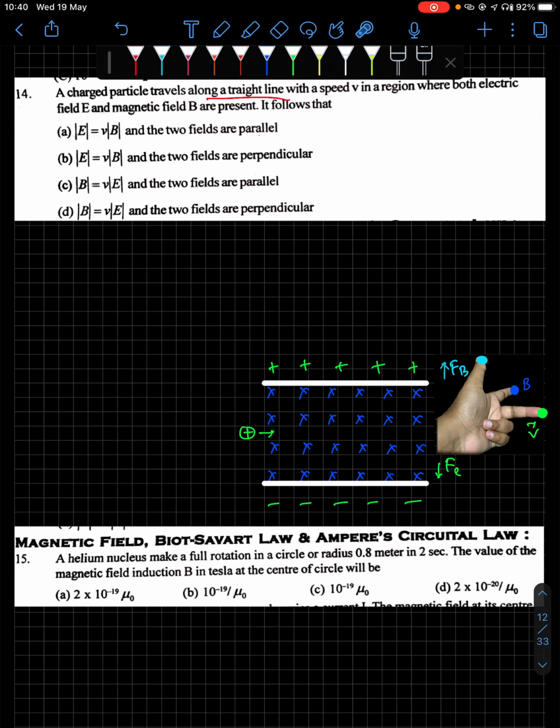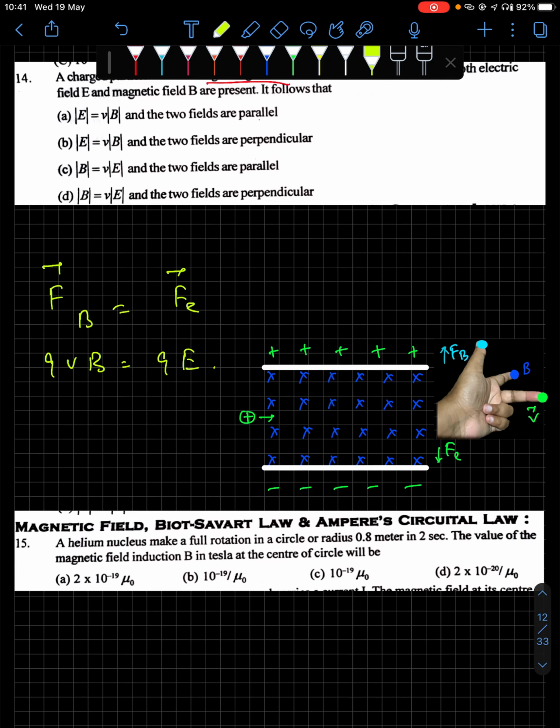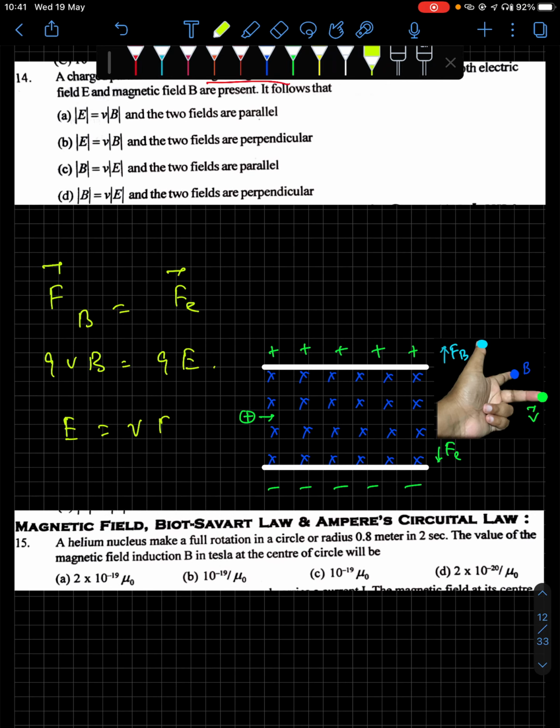So if the electric field is not there, the magnetic force will tend to move this charge along this direction. The electric field tends to move the charge one way and the magnetic force the other. If it continues to travel in a straight line, then FB should be equal to FE. QVB equal to QE, so E will be equal to VB. And they are perpendicular to each other, therefore our answer is option number B.